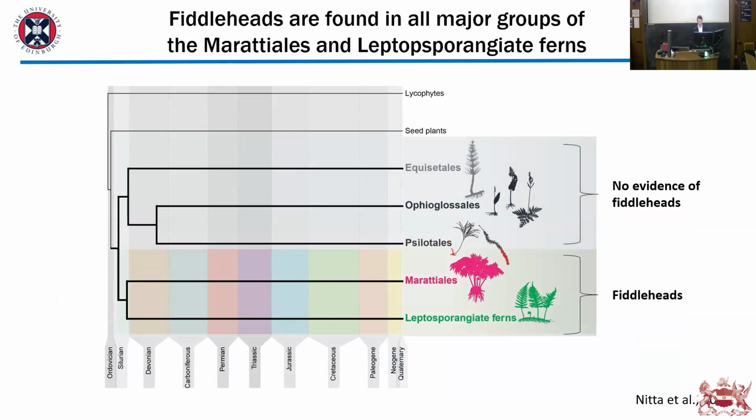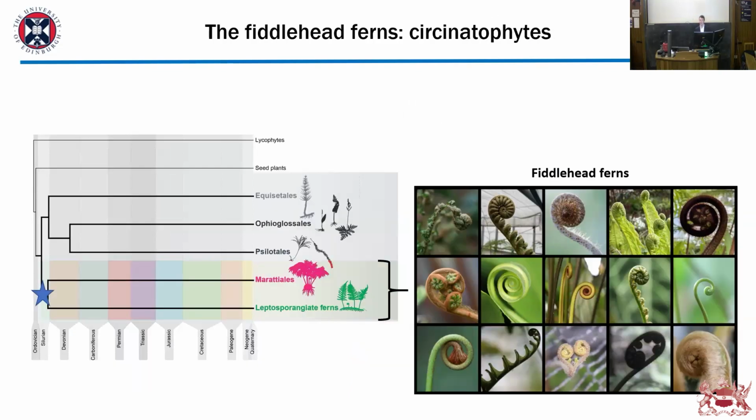And from an examination of these groups, what we're able to recognize is that basically all of them produce fiddleheads. This amazing diversity, if you see a fiddlehead, it's likely to be in one of these groups, and it's most likely to be in the Leptosporangiate ferns, as these are the most common today.